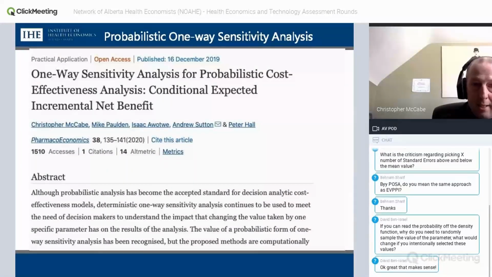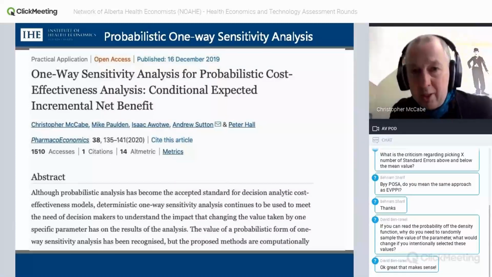So all of this is in this paper published in Pharmacoeconomics at the very end of last year. So you can go away and read it and come back. If you want to send us any questions, that would be great. Very happy to try and answer questions.